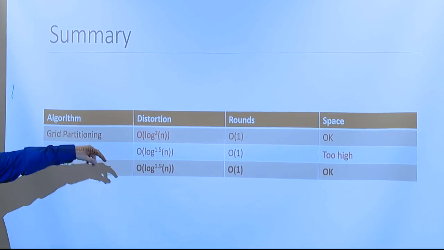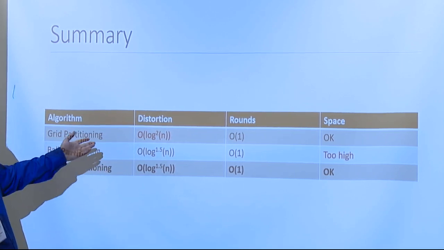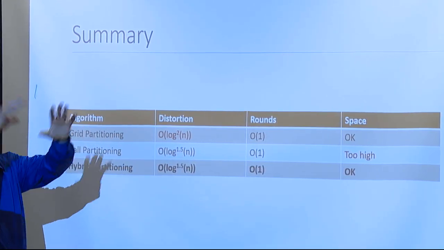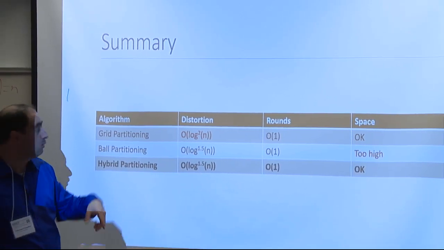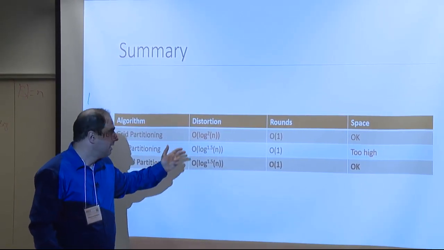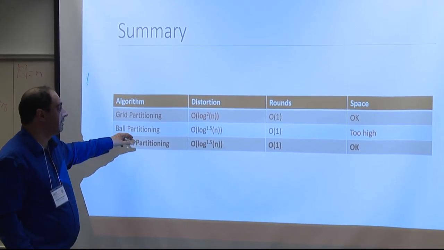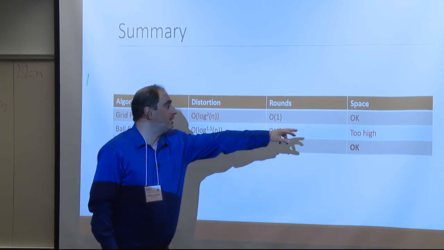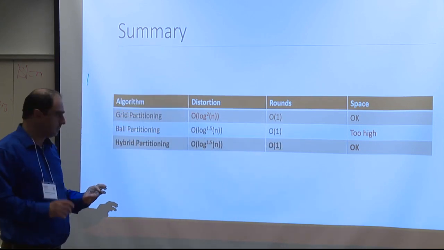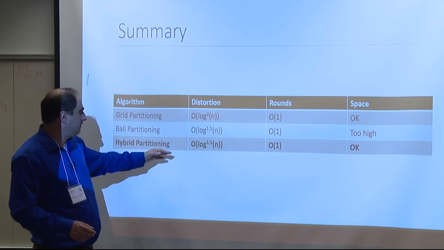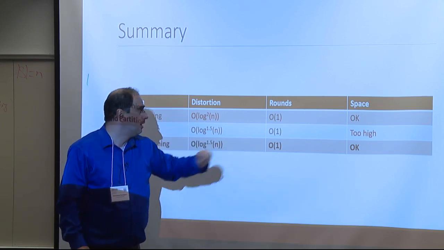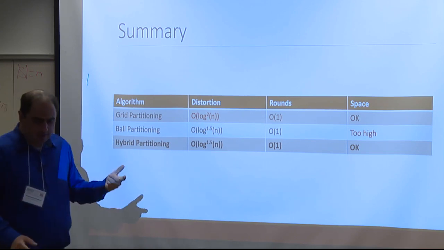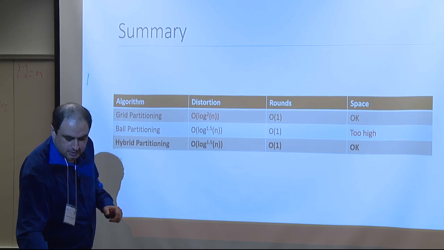For grid partitioning, the number of rounds would be order 1. You can essentially give all this kind of partitioning to machines and everything would be good, but the distortion would be like n to the 2. If we want to do ball partitioning, then the distortion would be this, and you can get the rounds to order 1, but then the space would be too much. It would not be space efficient. So this one that we have is essentially log n to the 1.5. The number of rounds is order 1, and the space is okay. Actually, it's space efficient. So there are some interesting problems here.